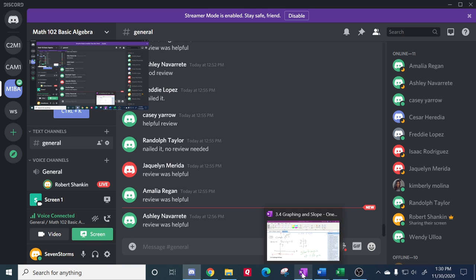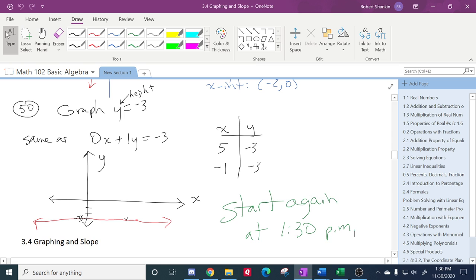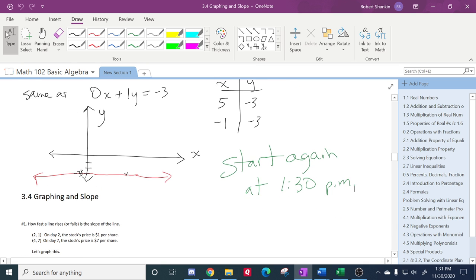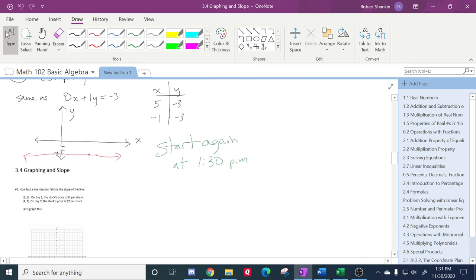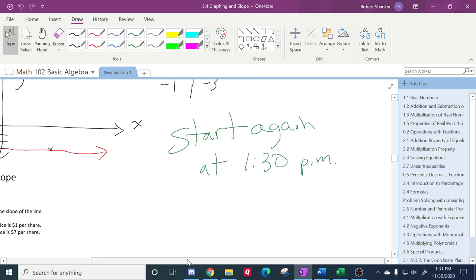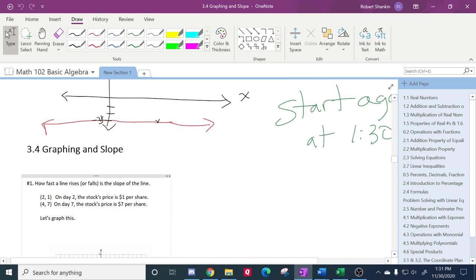Let's start up again. And we are going to section 3.4, graphing and slope.